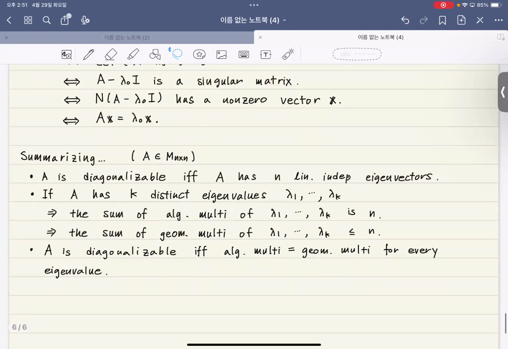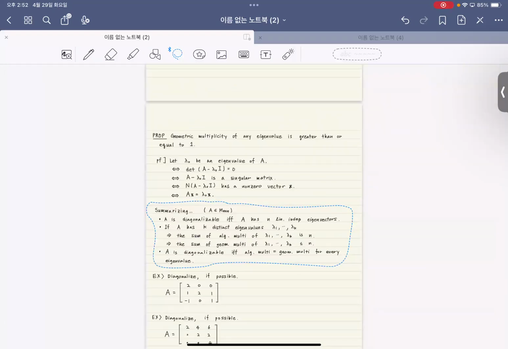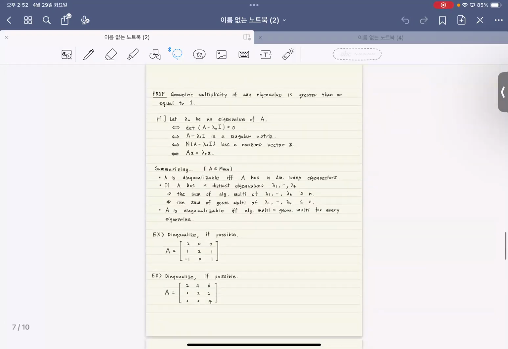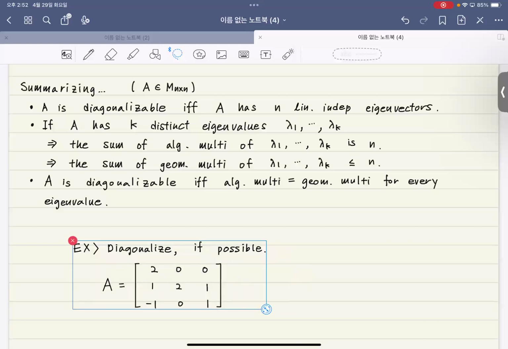All right, enough. That is all the theory, so much for that. Now let me turn to some concrete examples. Let me try to diagonalize this.